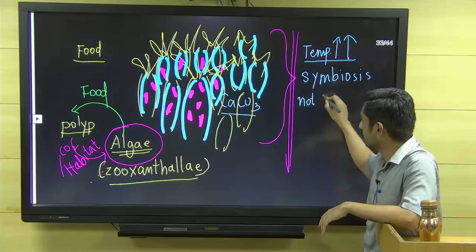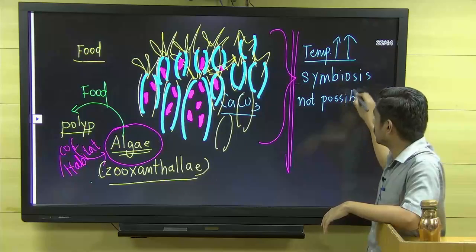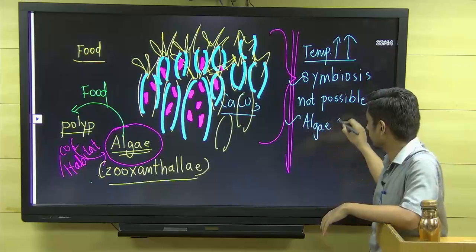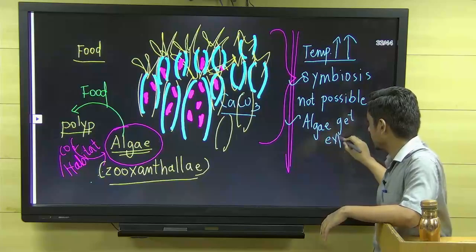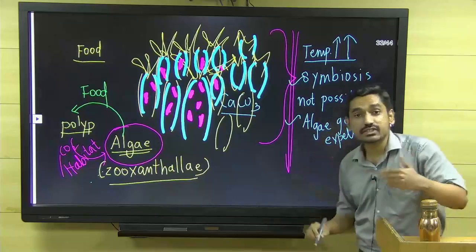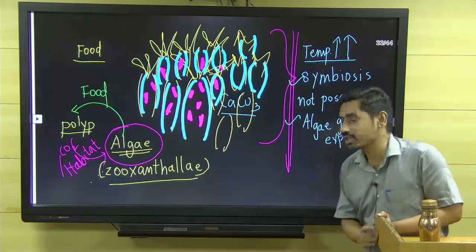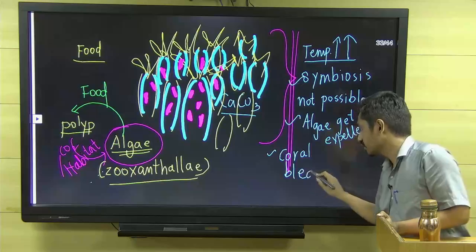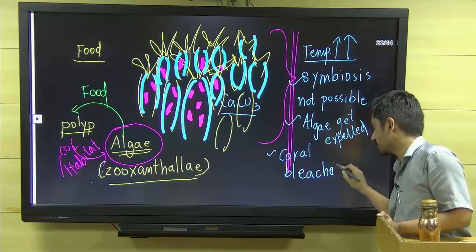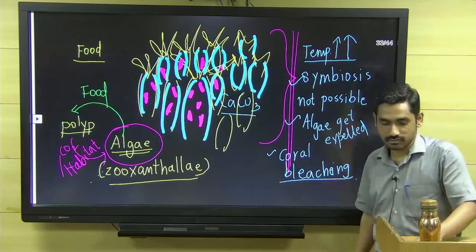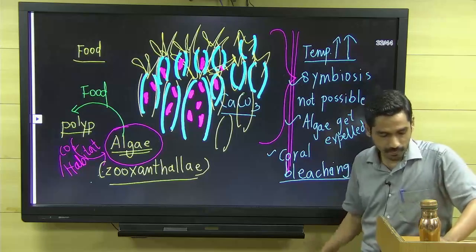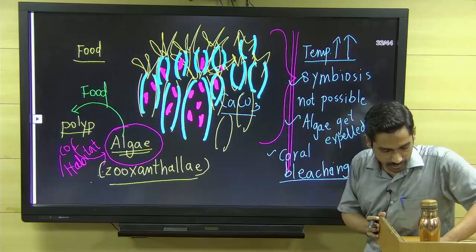Symbiosis is not possible. And algae get expelled. They are sending their friends out of the house. Algae get expelled. This is what is called coral bleaching. Because it becomes white in color again. Bleached. Original color. Bleaching. You get it? So what used to be colorful, once algae leaves the system, it becomes white in color.